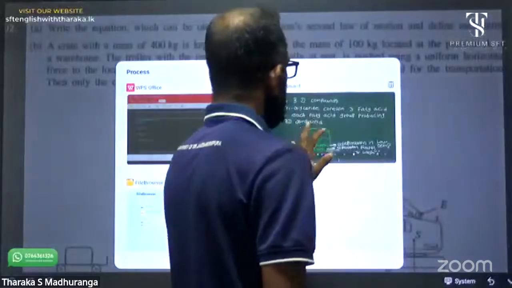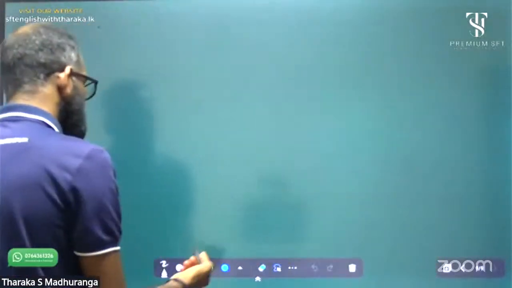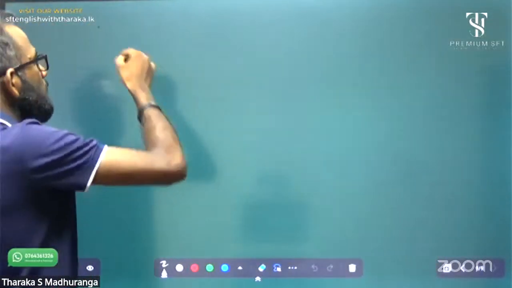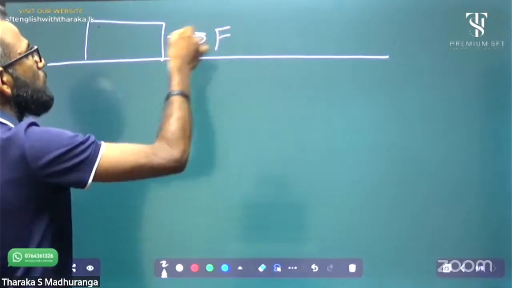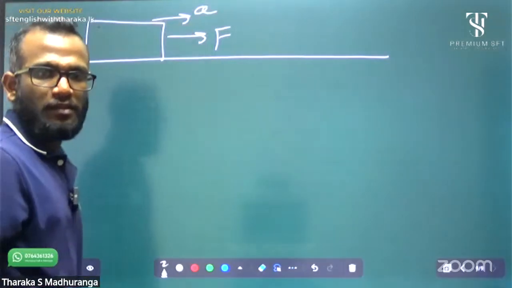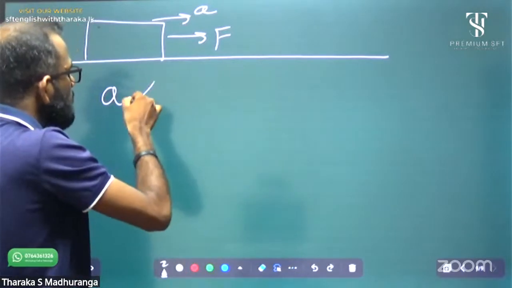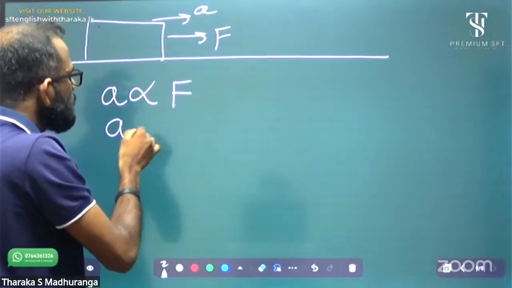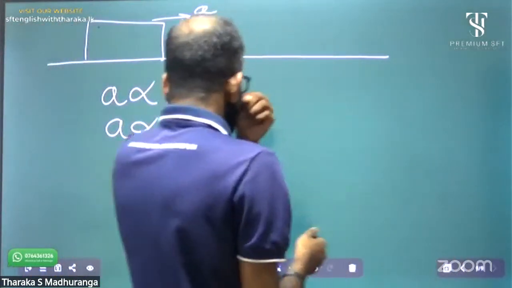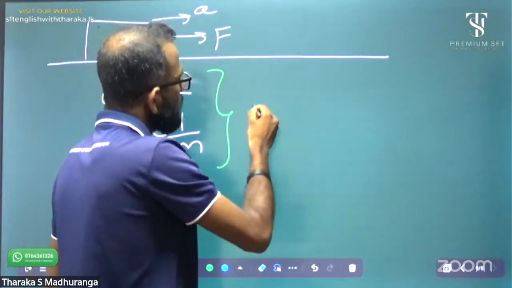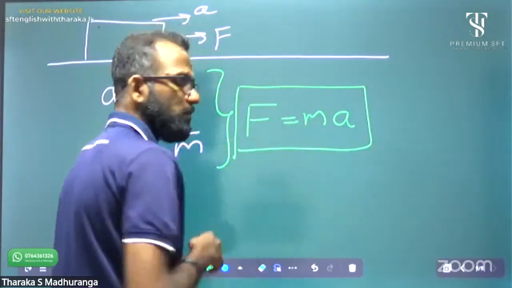Newton's second law explains about accelerating objects. If there is any unbalanced force acting on any object, it has acceleration. This acceleration is directly proportional to the unbalanced force and inversely proportional to the mass. This is Newton's second law. According to these two relationships, we have the equation F equal ma. This is the answer for question part A.